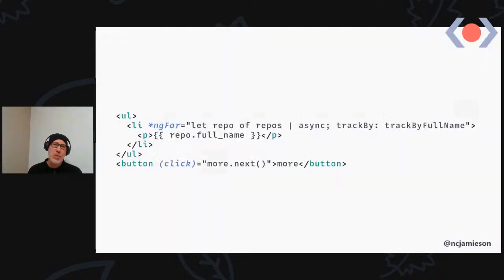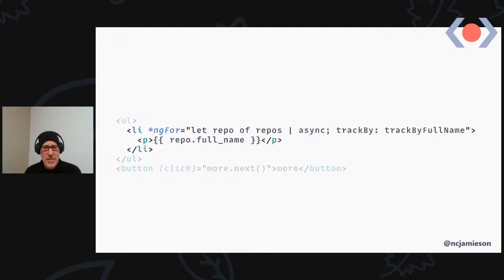So we'll have a look at a component. This component is just going to show a list of repos. These will be the starred repos that we retrieve from the GitHub API. So we've got a list. It's just going to have an asynchronous observable of repos. We use the async pipe, and we use a track by to make it reasonably efficient.